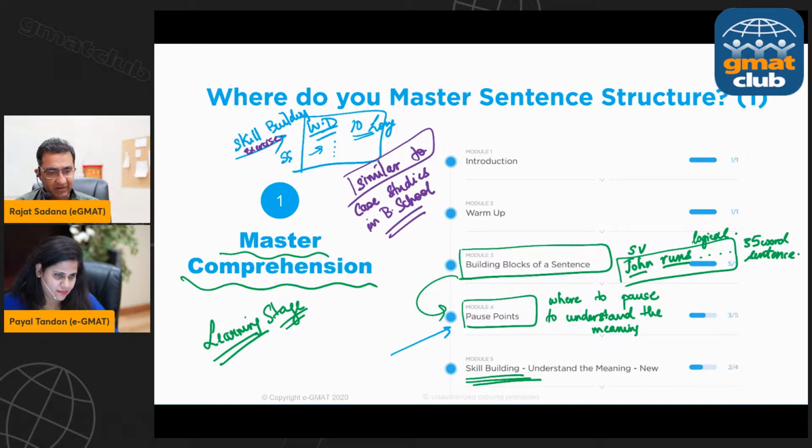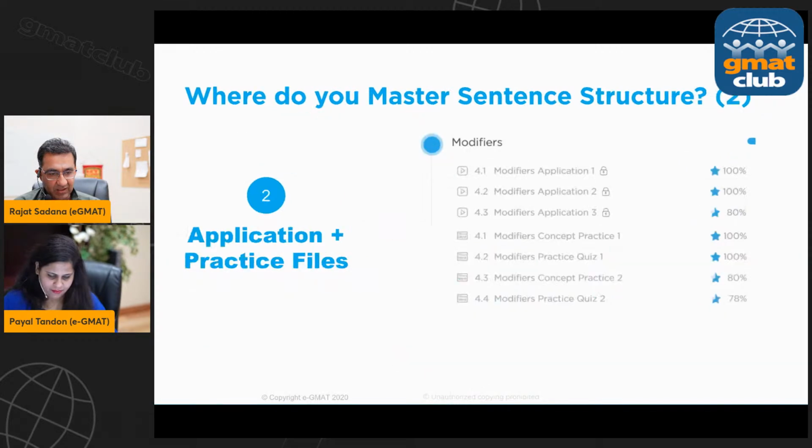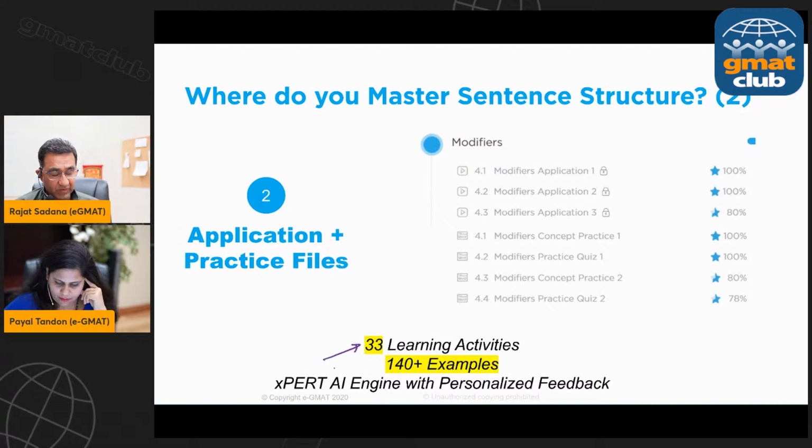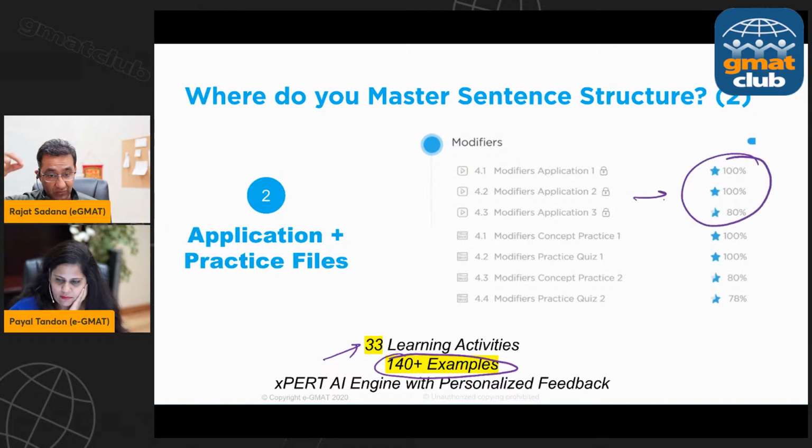If you go to the next slide, in our core SC course, this is just the modifiers module, but overall in the core SC course we have 33 learning activities, which have about 140 odd examples, and each one of these activities is evaluated. So you're not just doing this. There's an AI that's running on it, and it tells you how well you've done this. Everything is scored over here.